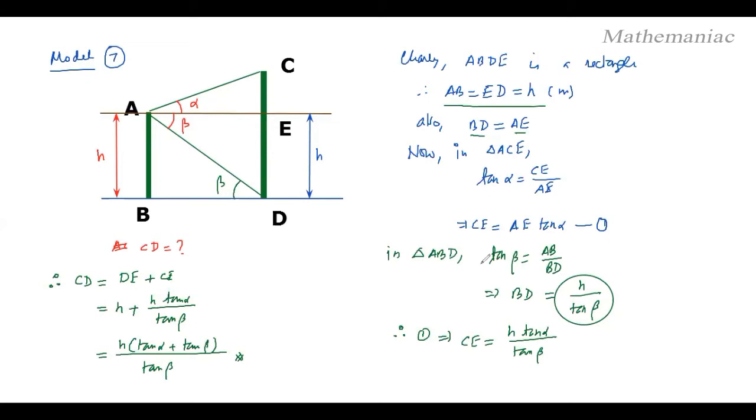Okay, great. So we are going to the next part for model number 7. Sorry, model 8. Model 7 is done. Model 8. This is a very, very important model. I have seen students committing mistakes here many times. This is a very, very important model.